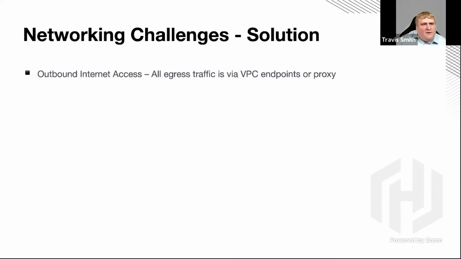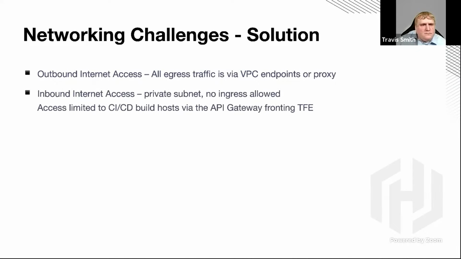Again, I mentioned network before, but all of our traffic becomes egress. We're going out either via our VPC endpoints, so talking to the AWS APIs, or via our proxy. So we're able to go out via that and log all of that traffic. Inbound access, again, we're in a private subnet. We don't need any inbound traffic. All of our traffic is limited to either a local API gateway or to the build host that, again, is reaching out through the proxy.